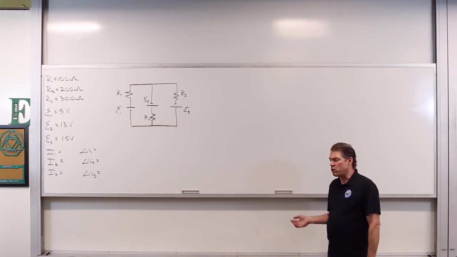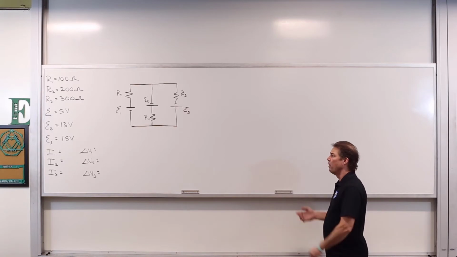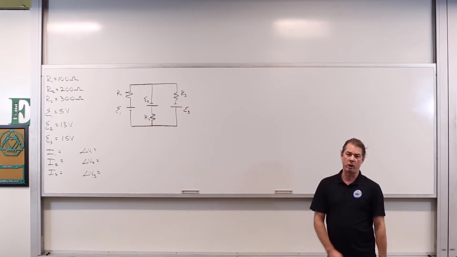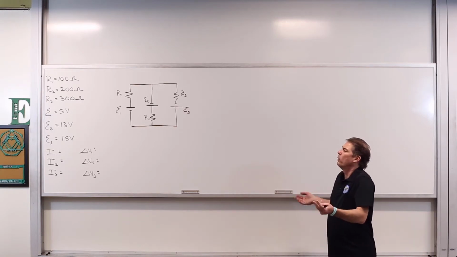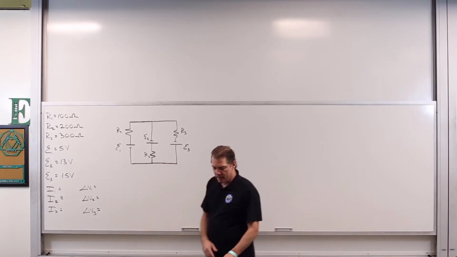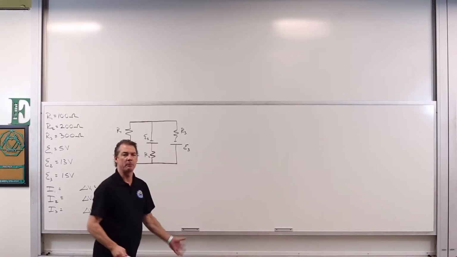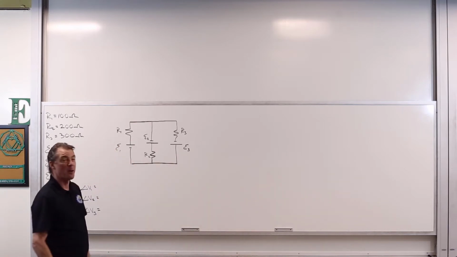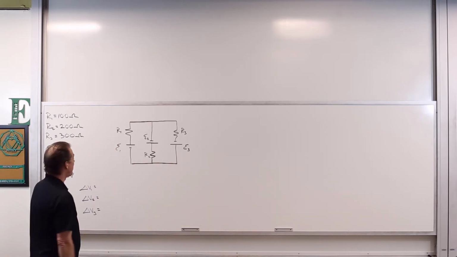Because ultimately the junction rule and the loop rules are contingent upon what direction you choose the currents to be, which we don't know. So you know what? I'm just going to pick some directions. I'm not even going to attempt to make them correct. Actually, I might attempt to make them incorrect. Believe that? All right, so what do we got?